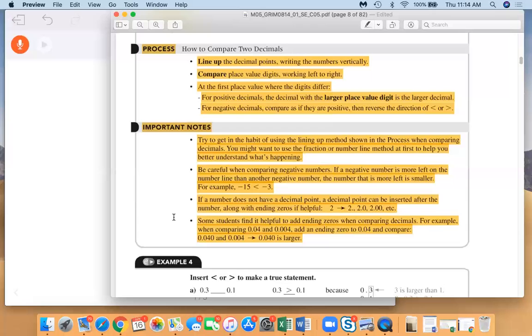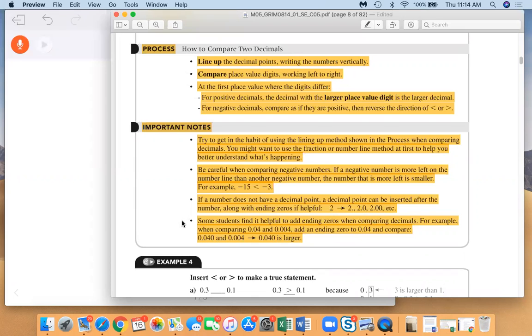If a negative number is more left on the number line than the other negative number, the number that is more left is smaller. If a number does not have a decimal point, one can be inserted after the number along with the ending zeros if it's helpful. So let's say you see 2 and then there's 2.006 and you want to know which one's bigger. You can always add in trailing zeros.